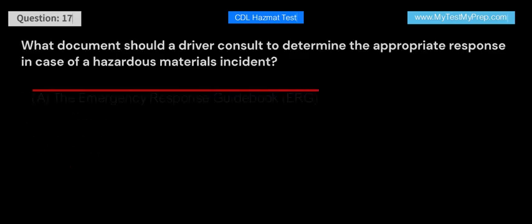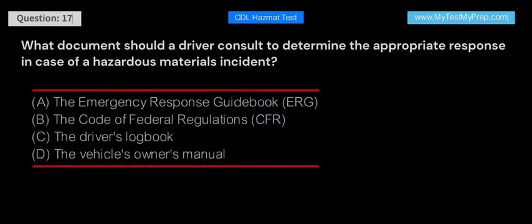What document should a driver consult to determine the appropriate response in case of a hazardous materials incident? A. The Emergency Response Guidebook, ERG. B. The Code of Federal Regulations, CFR. C. The Driver's Logbook. D. The Vehicle's Owner's Manual.